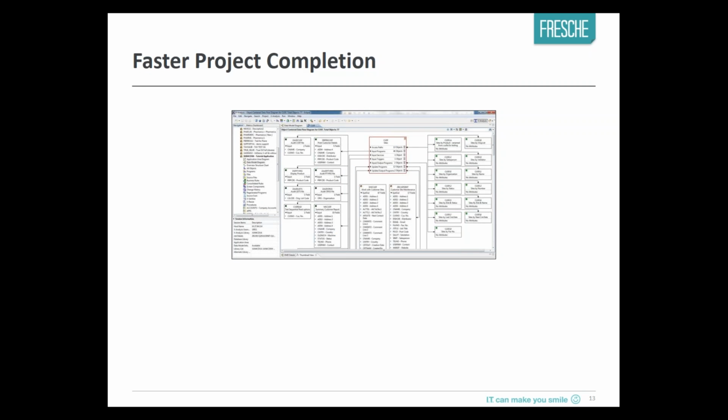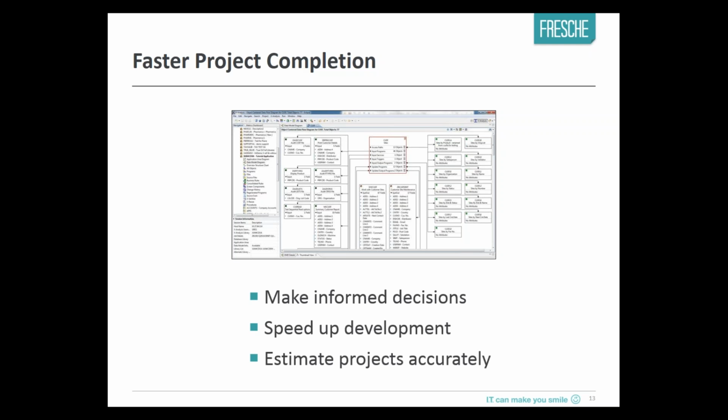So looking at some of the benefits of FreshView, you get faster project completion. Once you know and understand your system, you can make informed decisions. You're speeding up not just development, but maintenance of applications as well. And this also helps you estimate projects more accurately. You'll know the impact, but you'll also be able to help your quality assurance team, saying, what do I need to test? What applications are affected here? How do you enter into those applications?